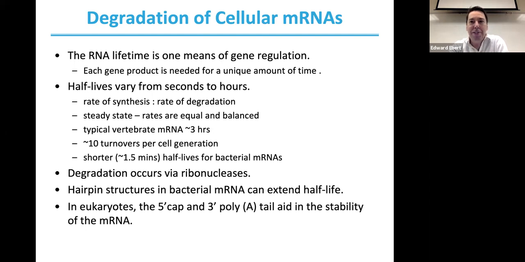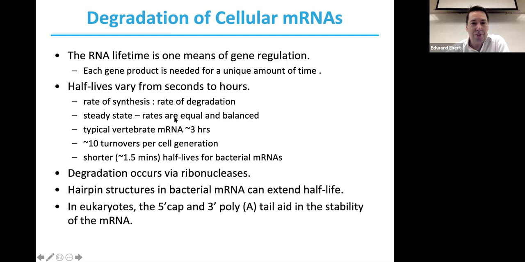Once we have our mRNAs, presumably they make it through translation, or even if they don't, we can control how long an mRNA exists. So if we degrade it fast, that's one way of regulation. If we let it stick around for a long time, it's going to make more protein. So the lifetime of our mRNA is a method of regulation here. Each gene product is needed for a certain amount of time, depending on what it's making. Those half-lives can be anywhere from seconds to hours. So we can control the rate of synthesis versus the rate of degradation.